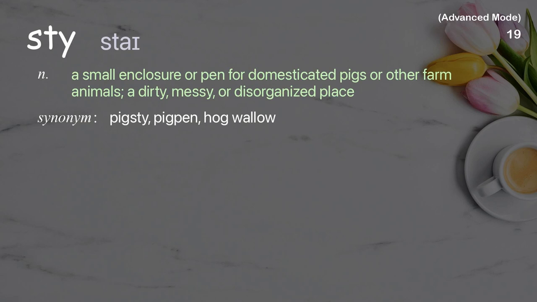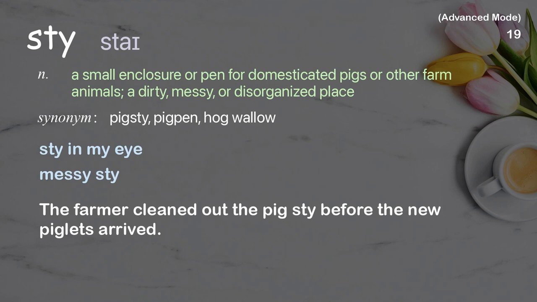Sty. A small enclosure or pen for domesticated pigs or other farm animals. A dirty, messy, or disorganized place. Examples: Sty in my eye. Messy sty. The farmer cleaned out the pig sty before the new piglets arrived.